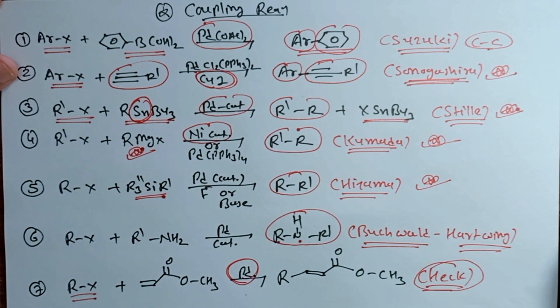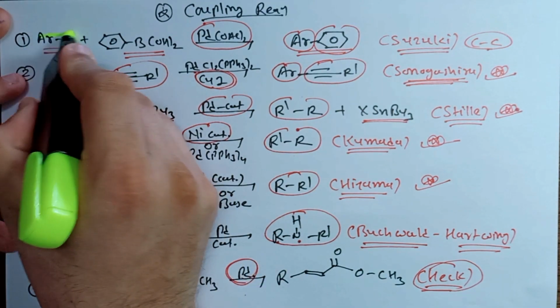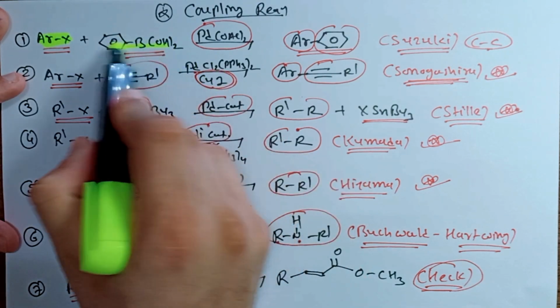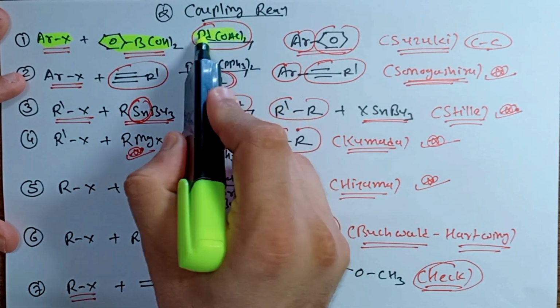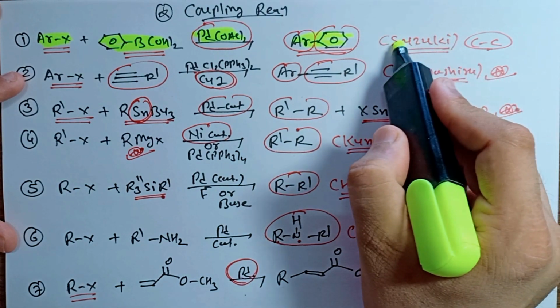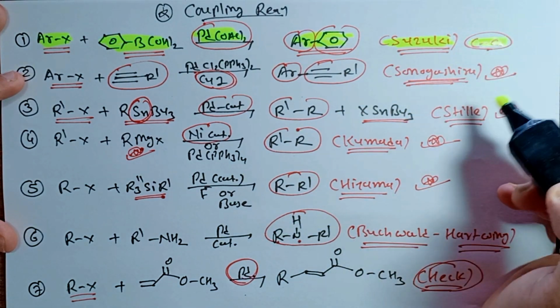I have listed out the 7 reactions. Let's see them one by one. Suppose we have an ArX molecule. When it is reacted with phenylboronic acid, in the presence of a palladium catalyst, it will give an Ar-Ar' product. This type of reaction is known as the Suzuki reaction, that is a C-C coupling product.